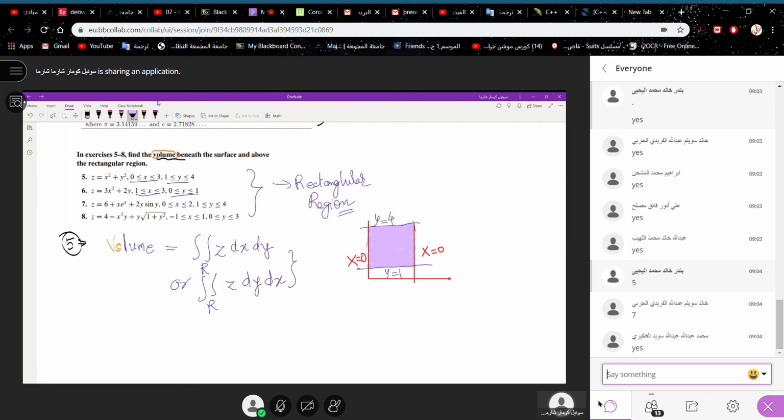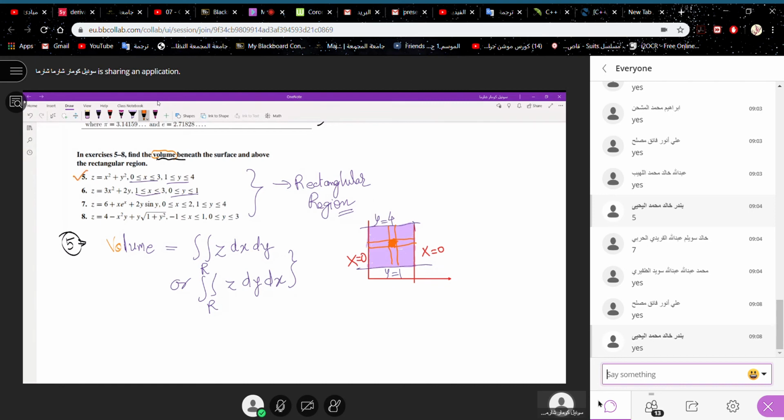Can you see the region? If you take some element like this, this is your element. Now we need the volume. We are trying question 5.